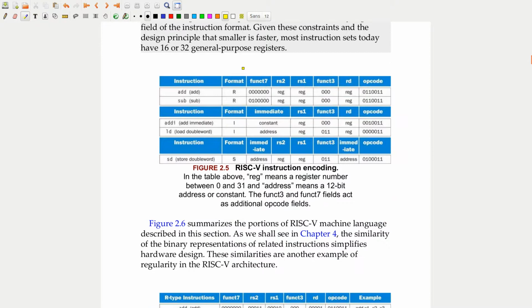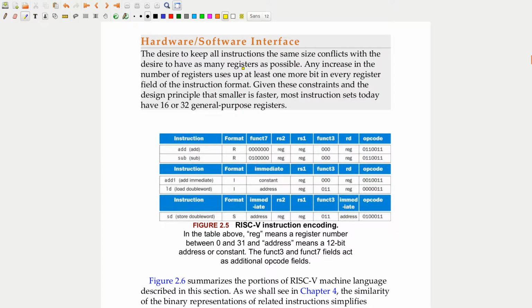So let's look a little bit at what they're talking about, the hardware-software interface. The desire to keep all instructions the same size conflicts with the desire to have as many registers as possible. Any increase in the number of registers uses up at least one more bit in every register field of the instruction format. Given these constraints and the design principle that smaller is faster, most instruction sets today have 16 or 32 general purpose registers. So yeah, that's an important thing.